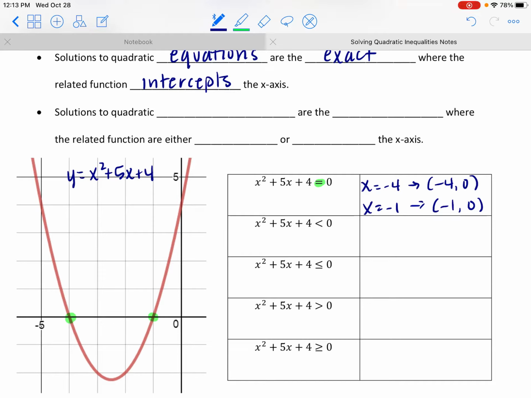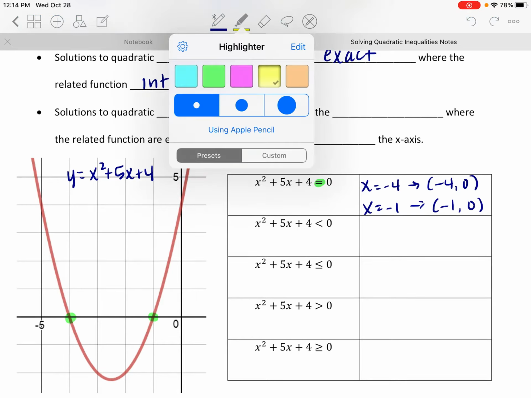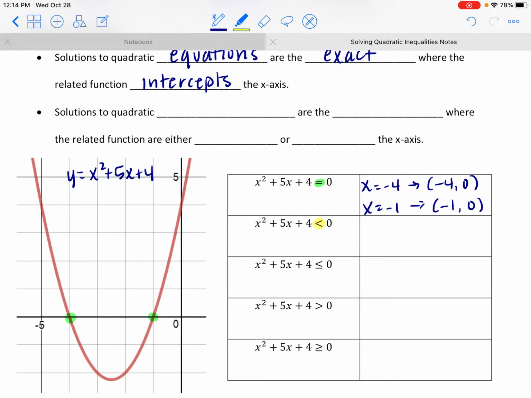where is it less than 0, what do you think that means? If I said, where is this function less than 0? Well, if equal to 0 is on the x-axis, what makes the y value equal 0, then less than 0 should be where the y value is less than 0, meaning where is it below the x-axis. So below the x-axis is what this is asking for. Where is it less than 0? That is, where is it below the x-axis?